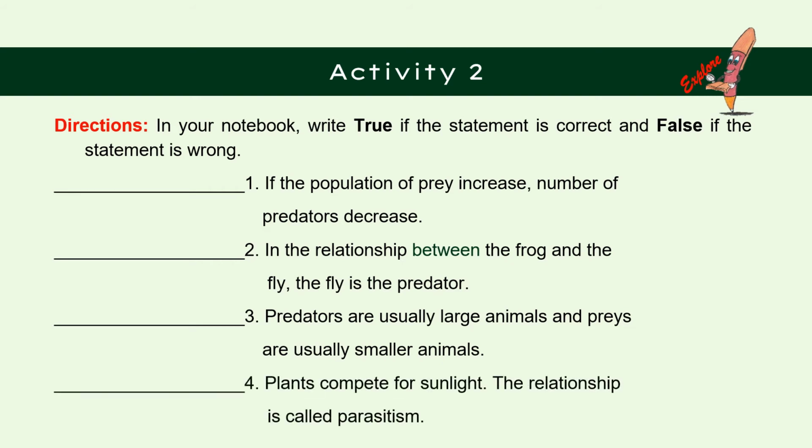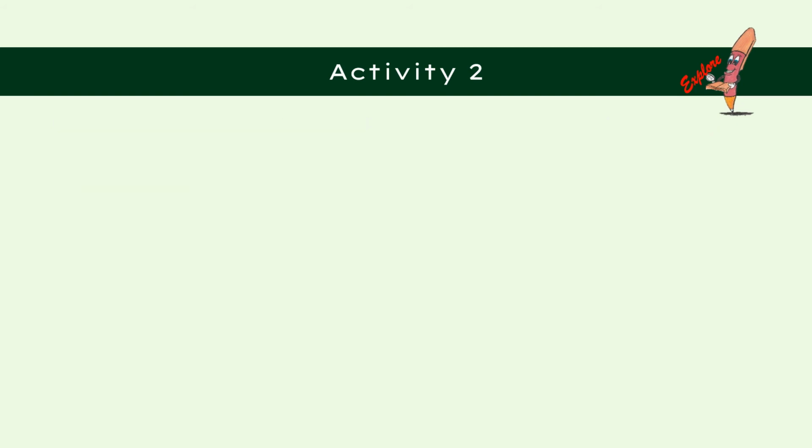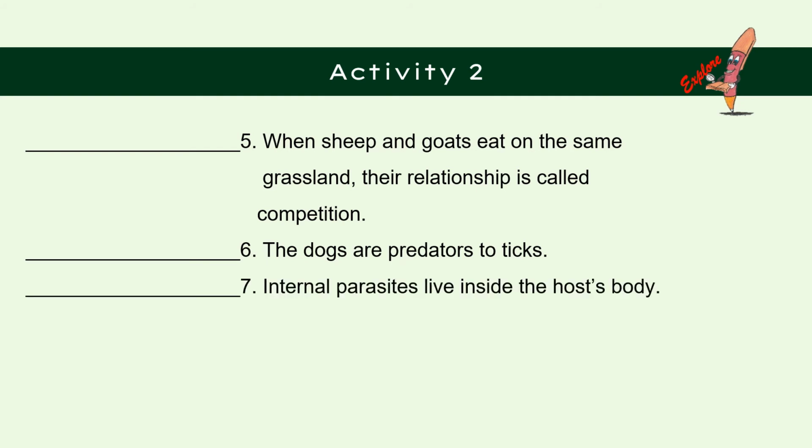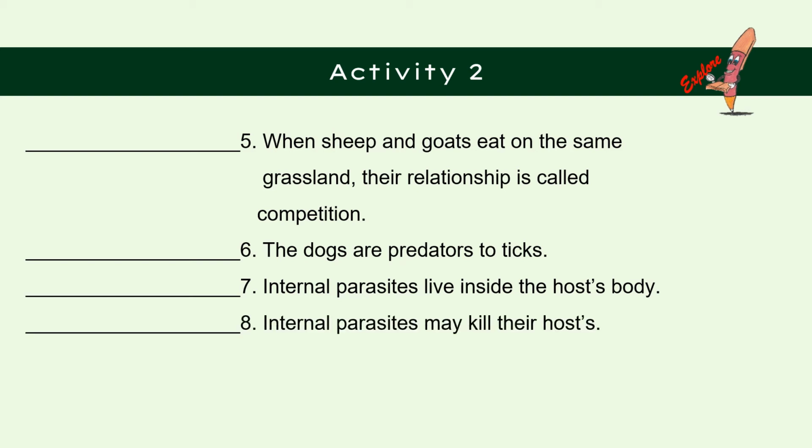Number 4. Plants compete for sunlight. The relationship is called parasitism. Number 5. When sheep and goats eat on the same grassland, their relationship is called competition. Number 6. The dogs are predators to ticks. Number 7. Internal parasites live inside the host body. Number 8. Internal parasites may kill their hosts.